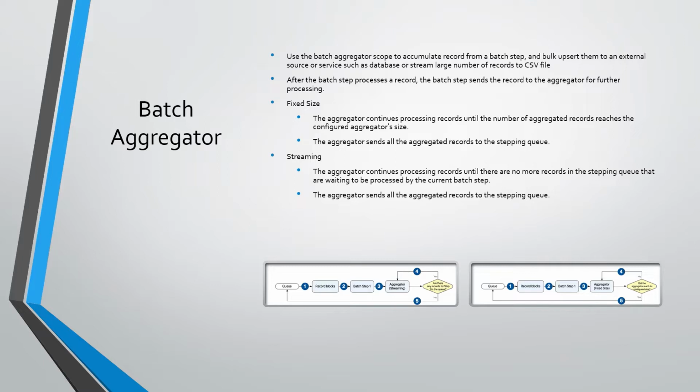In case of streaming, the aggregator can continue processing records until no more records remain in the stepping queue. Then it returns all aggregated records to the stepping queue. Now I will demo the batch aggregator with an example in Anypoint Studio.